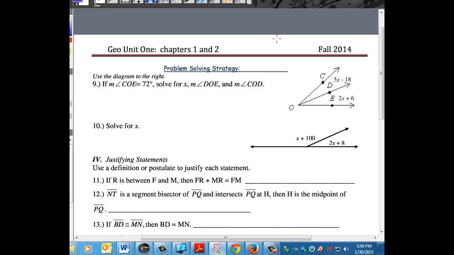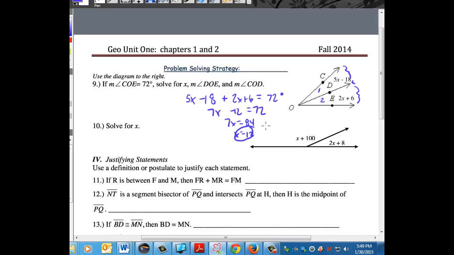So when we look at this angle here and we add up this angle here, these two angles are going to add up to angle COE. So angle 1 plus angle 2 will equal the entire angle. So we're going to use algebra to solve that. We have 5x minus 18 plus 2x plus 6, and that's going to equal 72 degrees. And so 7x minus 12 equals 72 degrees, 7x is equal to 84, and x is equal to 12.